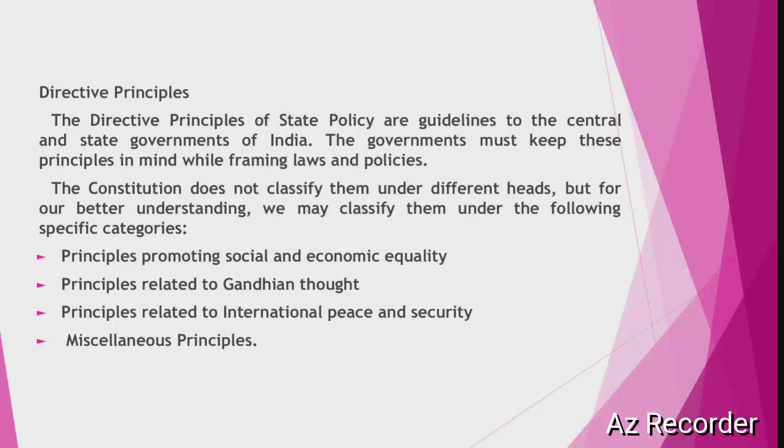There should be equal pay for equal work for both men and women. The state is directed to take steps to impart compulsory and free education to the children up to the age of 14 years. The state should try to secure participation of workers in the management of the factory. Next, the state should ensure to the people the right to work, the right to education, and the right to state assistance in cases of unemployment, old age, sickness, and disablement. So these are a few principles that come under this category.